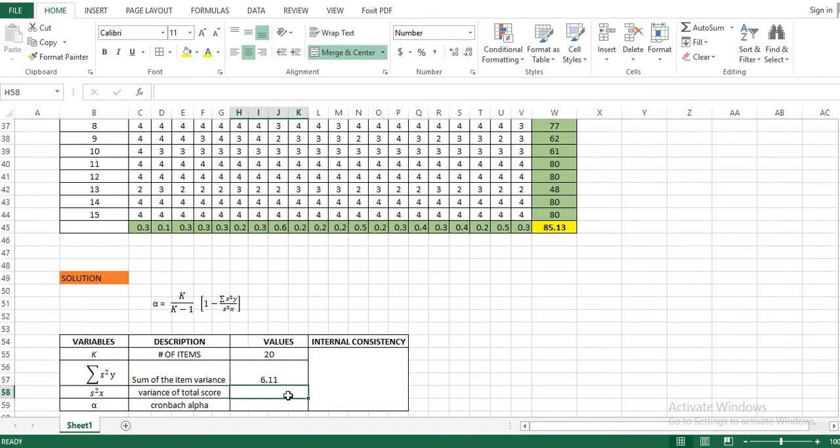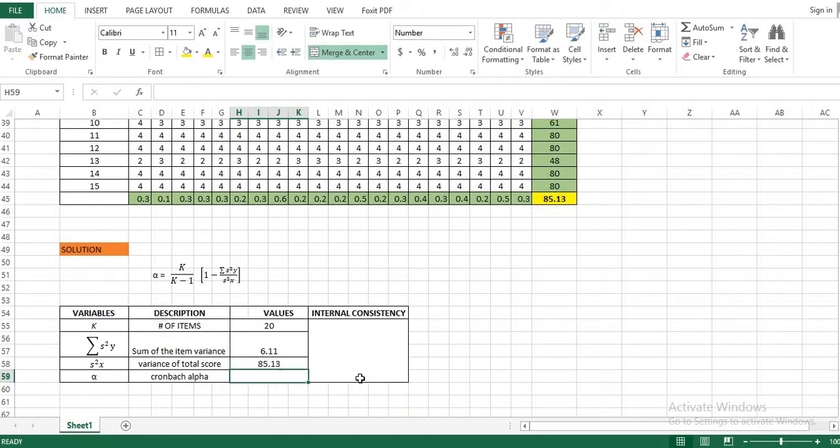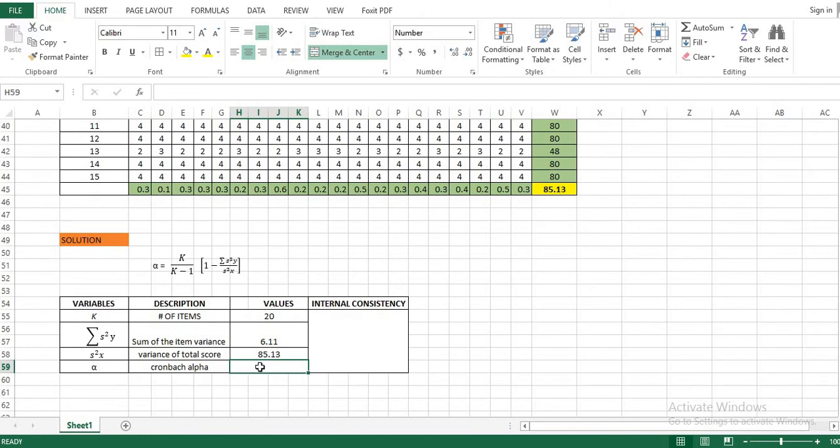Now let's go to the variance of total score. So where is the variance of total score? This one. Alright, so to lessen the error, let us just input the equal sign and then click this one, enter. And now we are going to apply the formula. Since we have two entities, equal sign, close and open parentheses to separate the two entities.